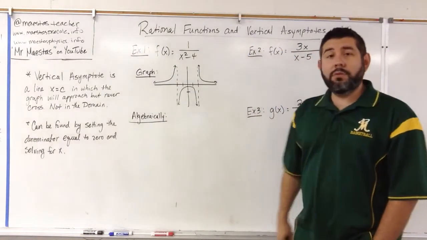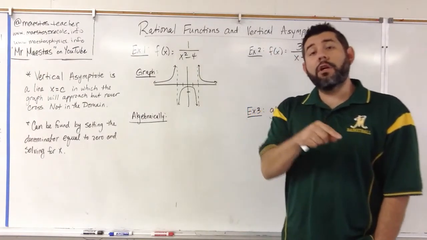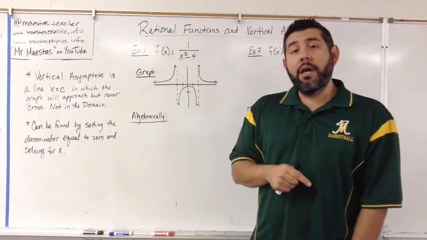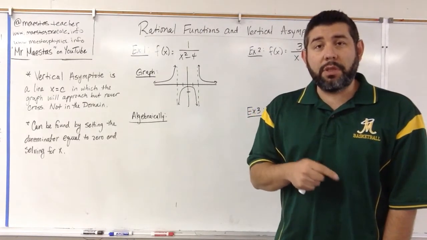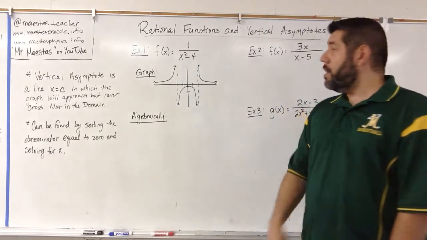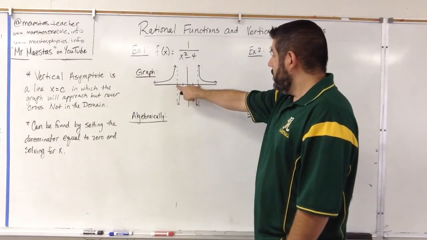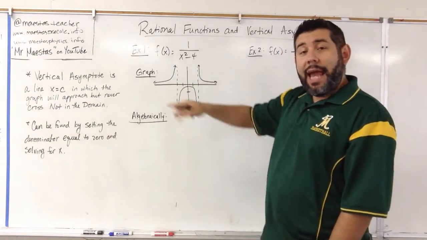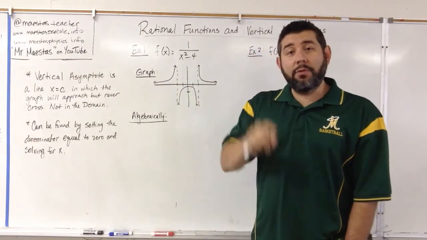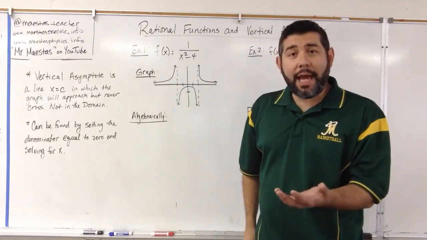f of x equals 1 over x squared minus 4. Now, if you watched an earlier video of mine, when we talked about graphing rational functions using a step-by-step approach with the composite functions, you saw that the previous graph had zeros at -2 and 2. And at those zeros, at those x-intercepts, we created vertical asymptotes. Well, why does that happen?